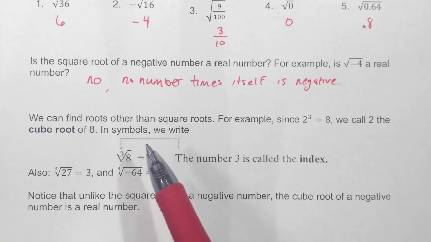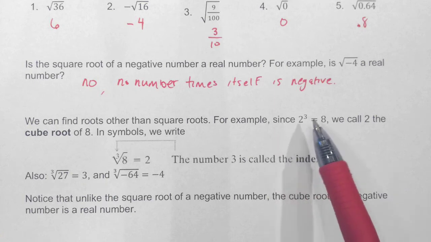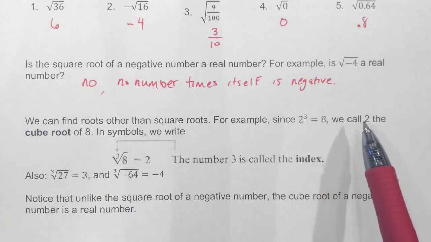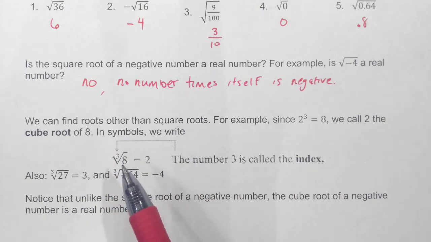Or fourth roots, or any root. So we'll look at cube roots next. Since 2 to the third is 2 times 2 times 2, which is 8, we call 2 the cube root of 8. So here it is in symbols.